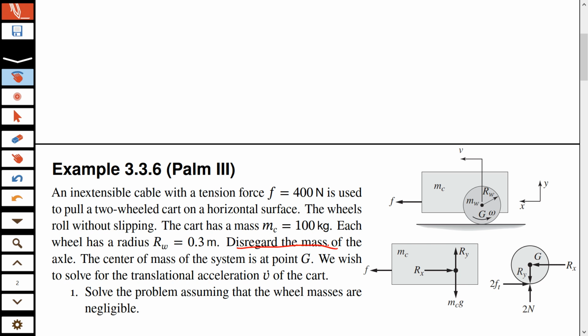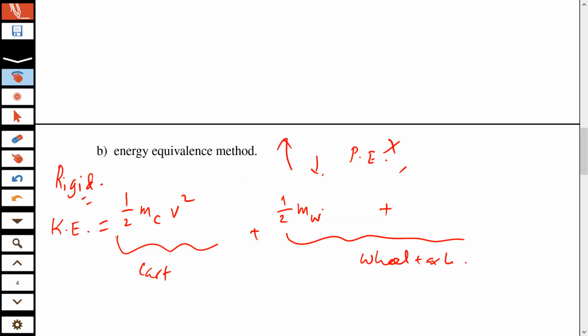Disregard the mass of the axle. So we are only including the mass of the wheel. So half mass of wheel times v squared, the same velocity, the rigid body common velocity, okay?